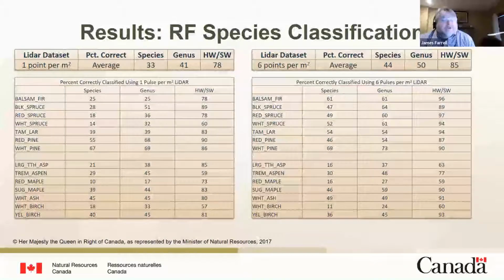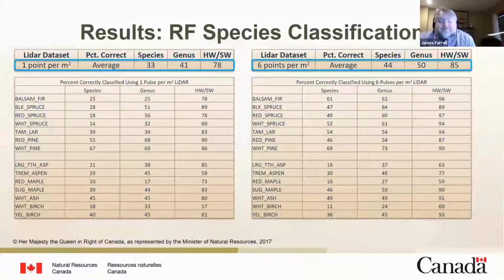So I guess here's what we're all waiting for. Here are some preliminary results reporting on prediction accuracies. Just keep in mind, these were only considering three-dimensional points and the intensity measures, so nothing else has been included. It's kind of what we expected. The next slide will better illustrate the data. But not surprisingly, the average species accuracy for the 1 point per square meter data was less than the 6 point. So you have 33% versus 44% between the 1 and the 6.